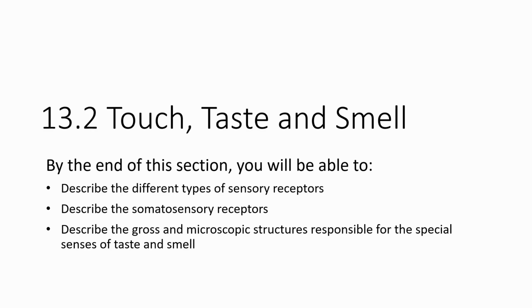So we're going to start with touch, taste, and smell for this video. Next video we'll go over the other ones. But let's get into touch, taste, and smell. So we'll talk about some of the different types of sensory receptors. We'll talk about somatosensory receptors, and then gross and microscopic structures involved with the special senses, which would be taste and smell in this case.